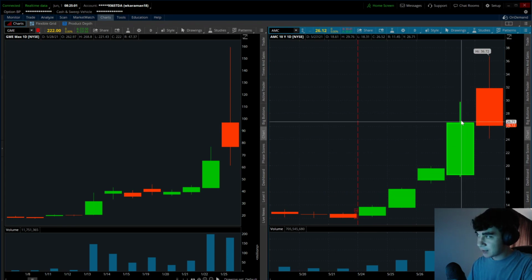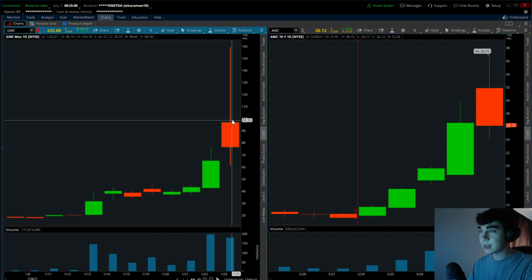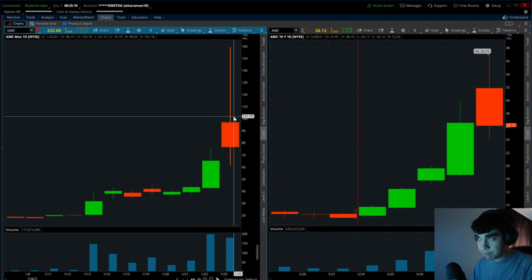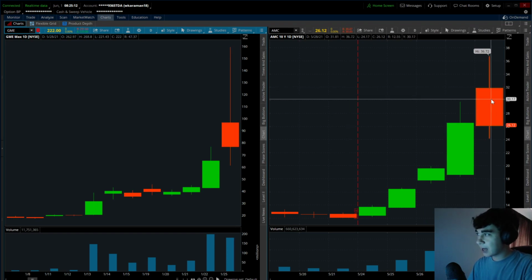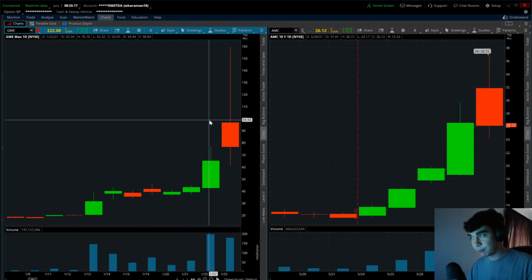Notice how we have this massive green candle, and then it loses some gains into the close. Massive green candle, then it loses some gains into the close. Next day, massive gap up, it closes weak. Massive gap up, stock closes weak towards lows, right? GME, AMC doing the same thing. Now, here's what I want to show you, right?